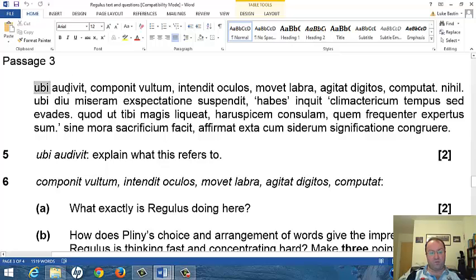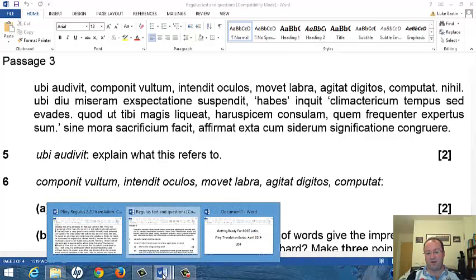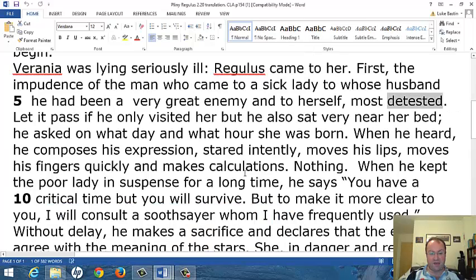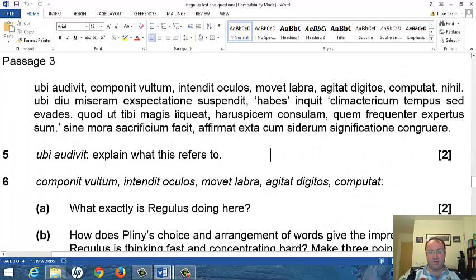Okay, so we've got when he heard, componit voltum. So he puts together his face. Now he's not made of Lego, don't worry, his face isn't disintegrating, but it means he puts together a stern expression. It's a phrase which doesn't render in English precisely. Your translation is saying, let's have a look. He composes his expression. Okay, so notice how the Latin is componit. We can say composes. So he puts on a face. He puts on an expression. Okay, that's what that bit is meaning. So componit voltum. He puts on an expression.